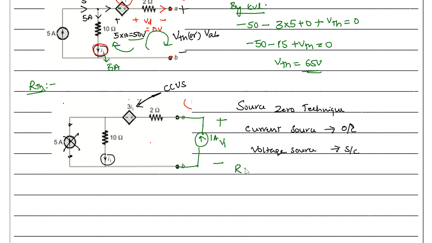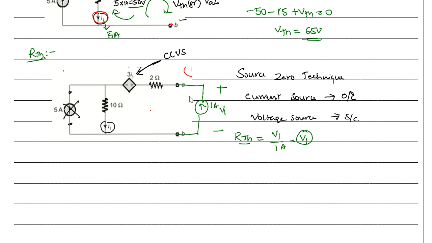Now I want to know what is RTH. RTH is nothing but the ratio of V1. R is equal to V by I, so V by 1 ampere of current is nothing but V1. Whatever value we get for V1, that will be the answer for this RTH.